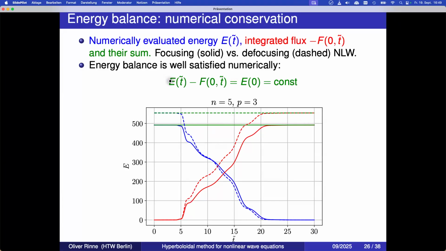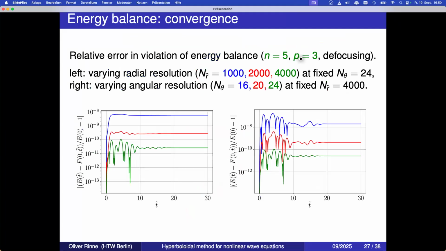As you would expect, this is the energy balance, again written here. So it should be constant. It should be exactly the initial energy E of 0. Now you might ask how well this is actually satisfied, and does it converge? In the meantime, I've looked at this. So here's the relative error of this energy balance. This should be 0, but numerically it's not 0, of course.